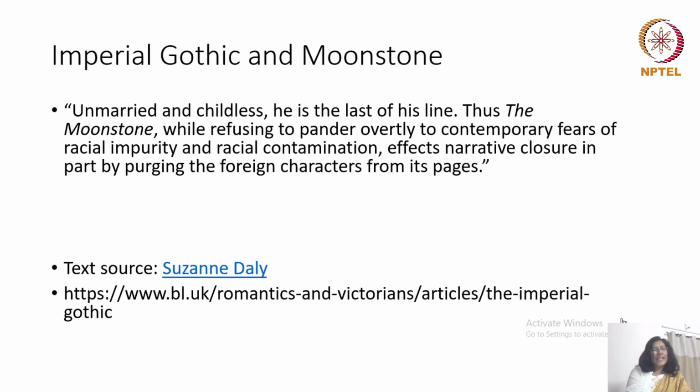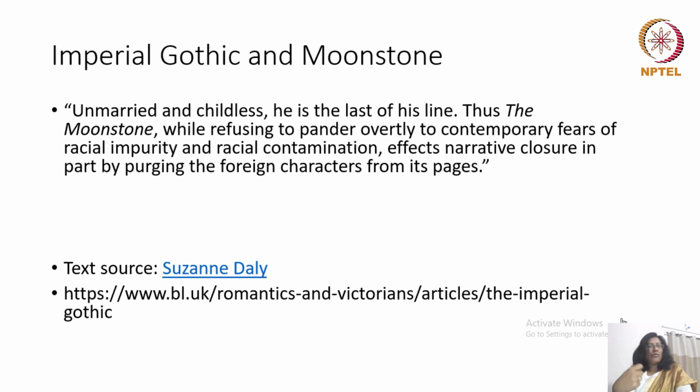Unmarried and childless, Ezra Jennings is the last of his line. Thus, The Moonstone, while refusing to pander overtly to contemporary fears of racial impurity and racial contamination, effects narrative closure in part by purging the foreign characters from its pages. Ezra Jennings is single. He doesn't have a child to continue his line. When he dies, his line dies with him.